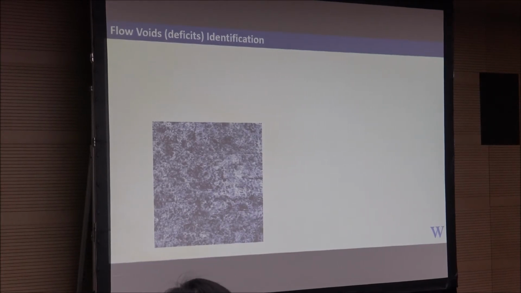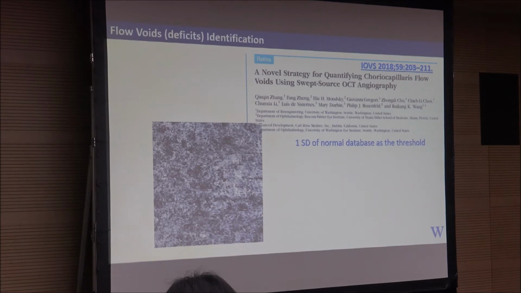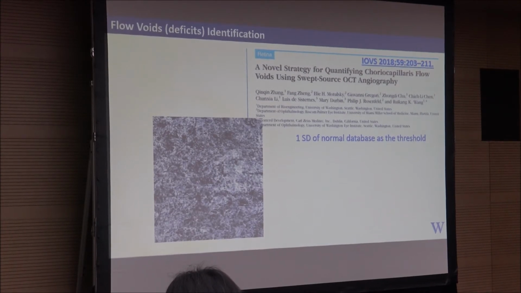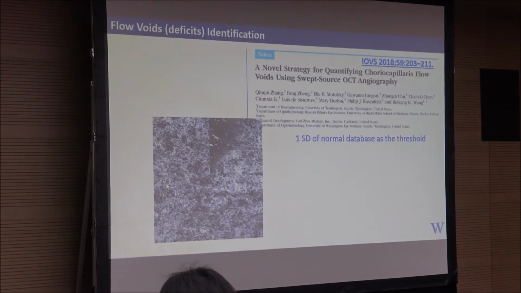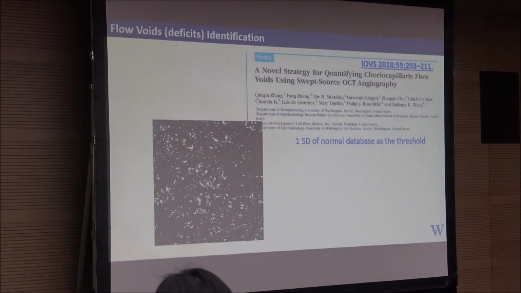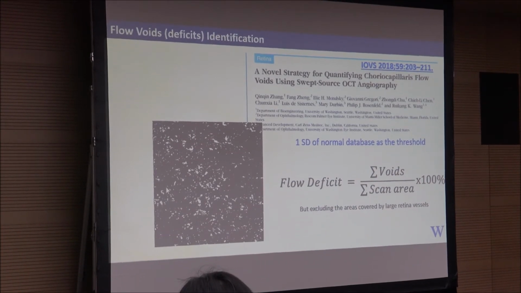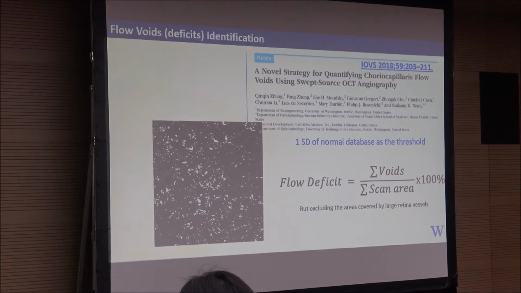And now you want to quantify the flow voids, so the areas that are not perfused. In this case, we developed a method using this normal database as a reference to threshold this image to get a non-perfusion area. And this is a non-perfusion area, and from this you can have the metric to quantify the choriocapillaris. So this is the metric that we have.